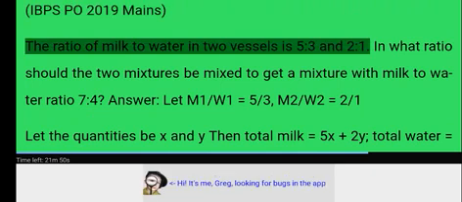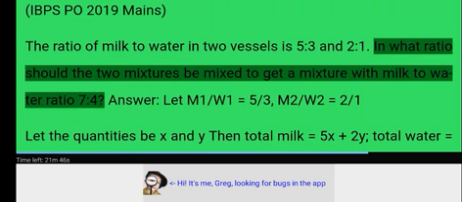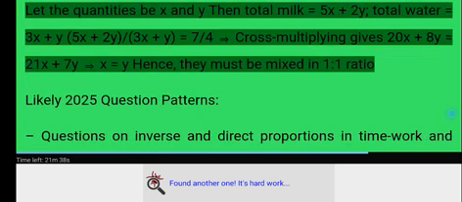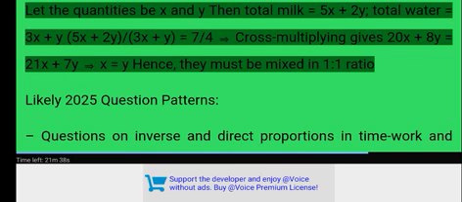IBPS PO 2019 mains. The ratio of milk to water in 2 vessels is 5:3 and 2:1. In what ratio should the two mixtures be mixed to get a mixture with milk to water ratio 7:4? Answer: let M1:W1 equal 5:3, M2:W2 equal 2:1. Let the quantities be x and y, then total milk equals 5x plus 2y, total water equals 3x plus y. (5x plus 2y)/(3x plus y) equals 7/4. Cross multiplying gives 20x plus 8y equals 21x plus 7y, so x equals y. Hence, they must be mixed in 1:1 ratio.